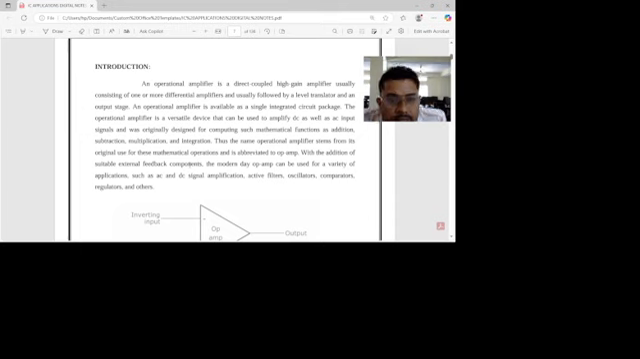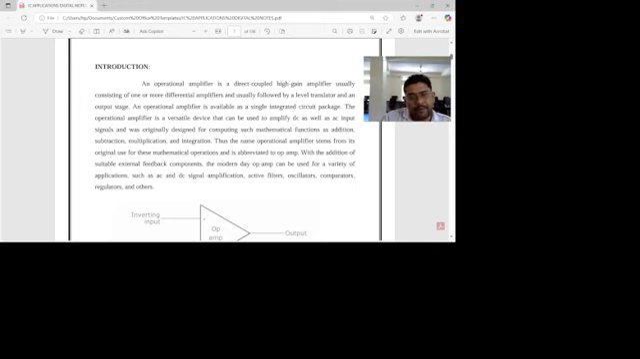So today we will discuss our subject, which is integrated circuits and its applications. In this we will discuss the op-amp. What is the op-amp? Op-amp is nothing but operational amplifier. In the operational amplifier, we will discuss its characteristics, its applications, and different things.